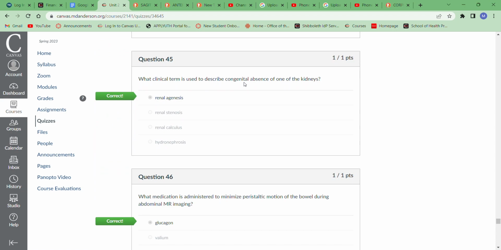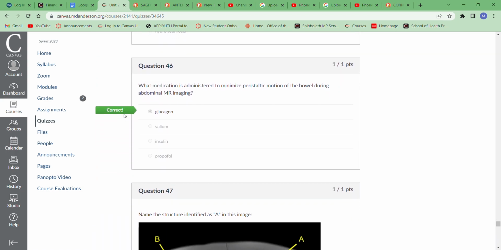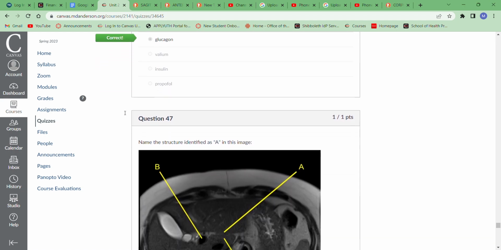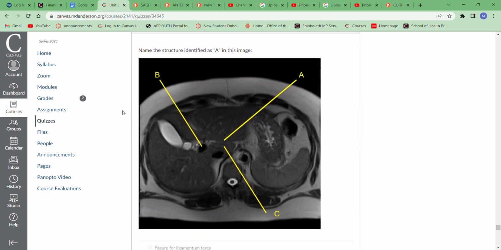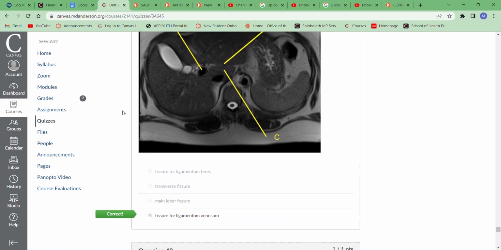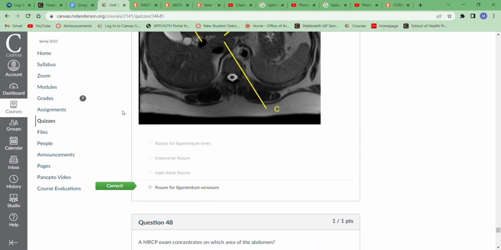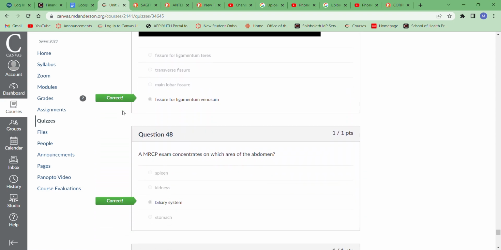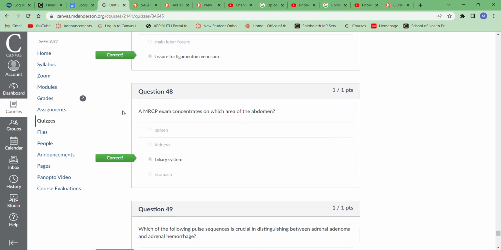The congenital absence of one kidney is renal agenesis. That was a giveaway question. What medication is administered to minimize peristaltic motion of the bowel during imaging? Glucagon. Structure A is what? What do you call structure A? That is the fissure for ligamentum venosum, which is a pretty cool name. Ligamentum venosum. Sounds like venom.